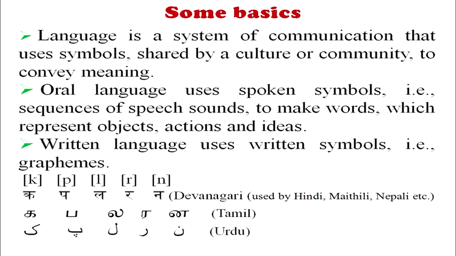You can see some examples here. The sounds ka, pa, la, ra, na, they are represented in Devanagari as ka, pa, la, ra, na. You can see it written there. In Tamil again, we have the same sounds represented by graphemes. Then we have Urdu symbols, Urdu letters for the same system of sounds.